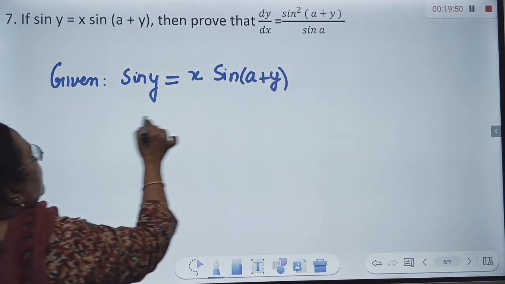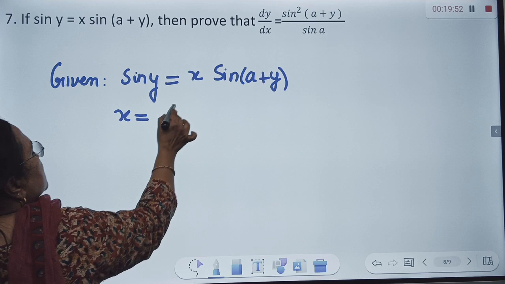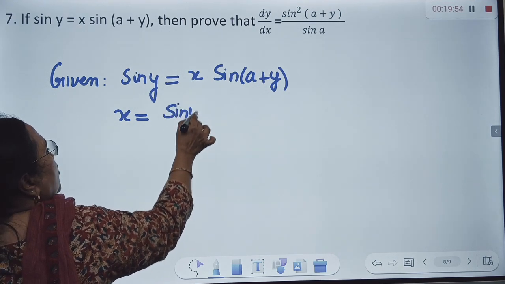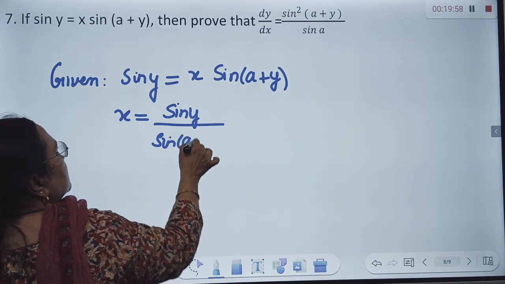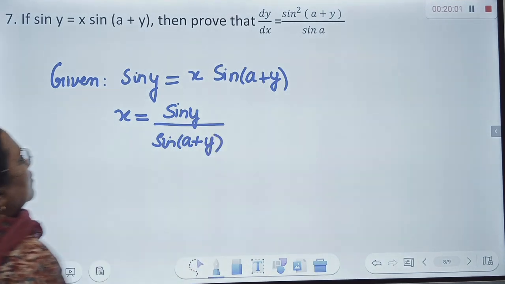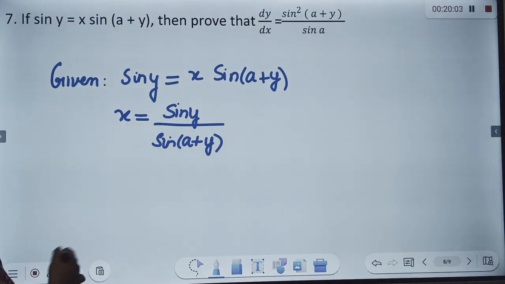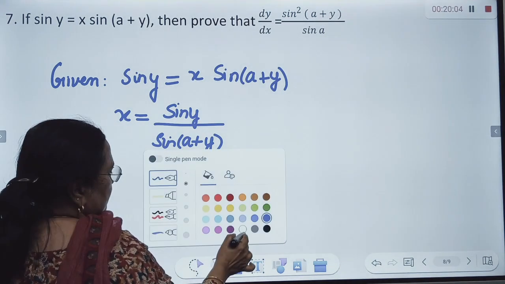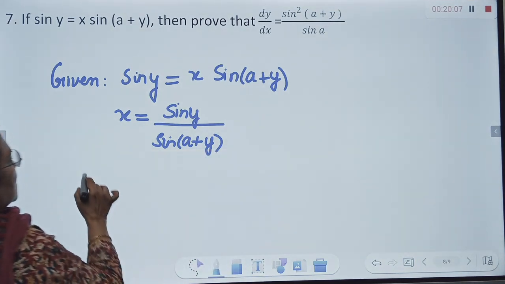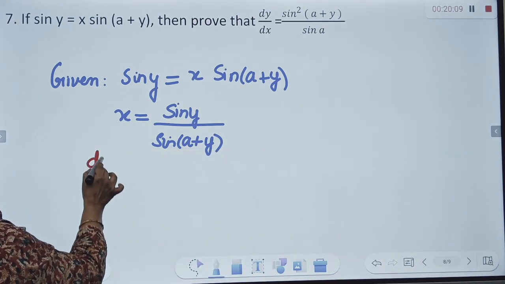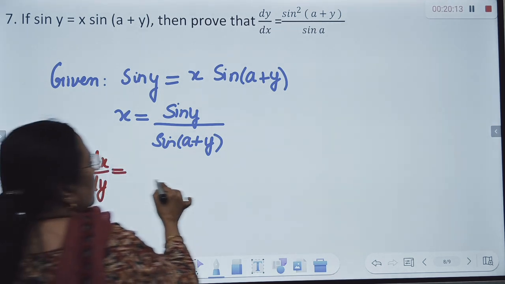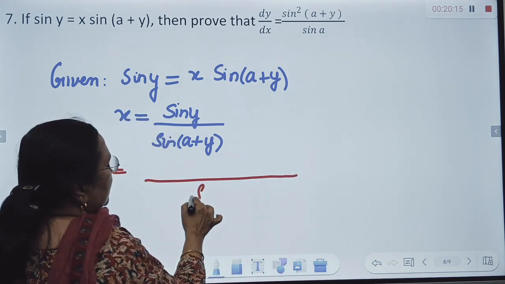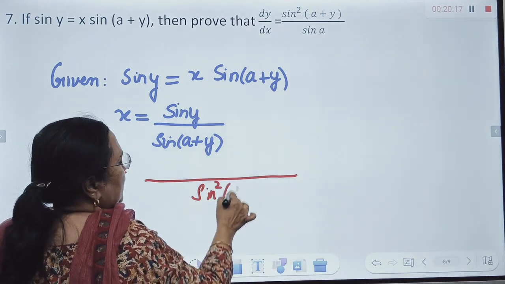To make things simple for me, I am going to write x as sin y by sine of a plus y. Okay, now I am going to find dx by dy. Differentiating, dx by dy will be equal to, the denominator I will have sine square a plus y.